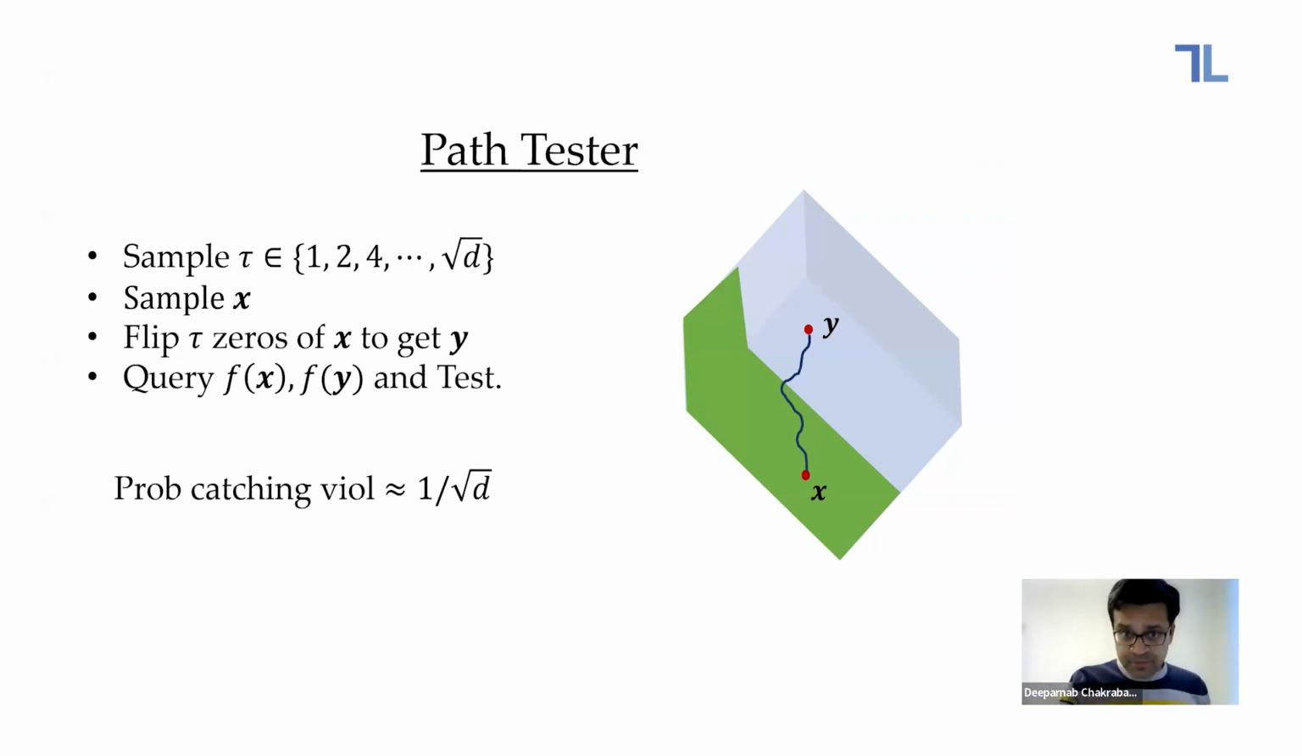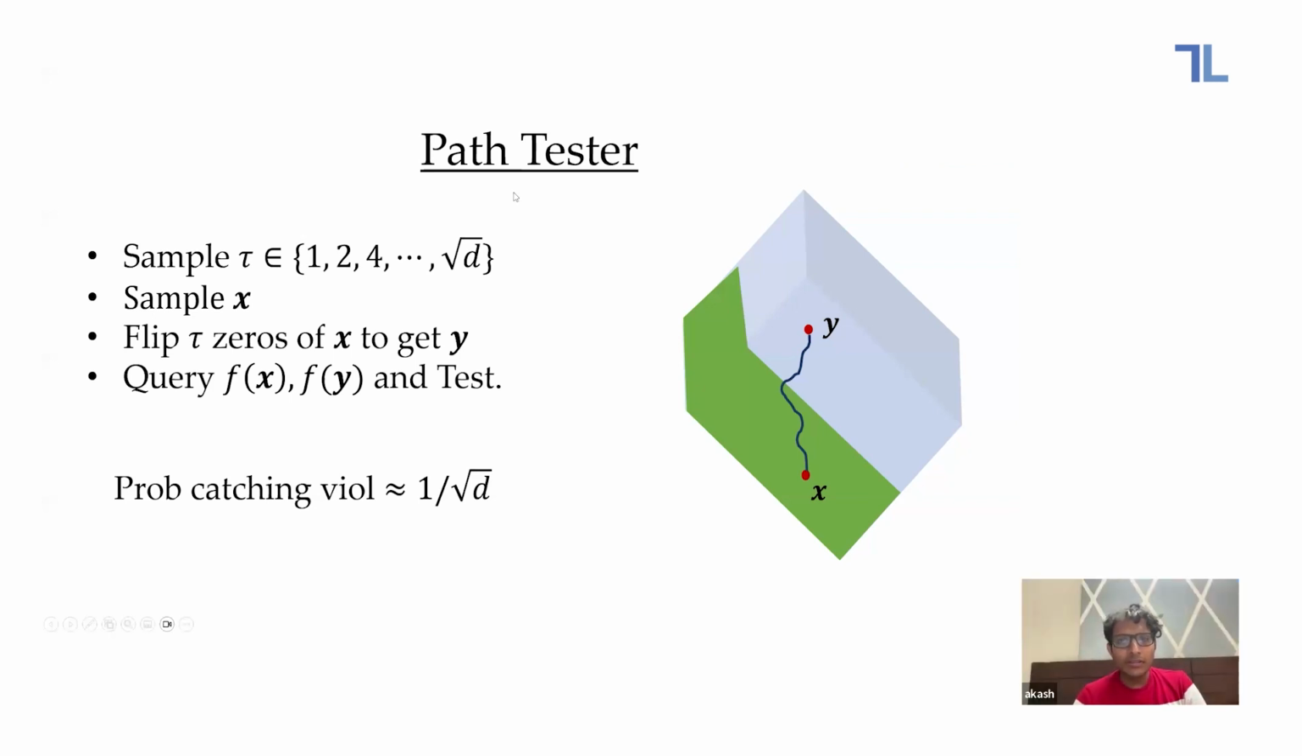Okay, so this is what we saw for this anti-dictator. For this particular function, we should just walk as long as possible, and the chance of catching a violation is 1 by root d. Roughly the reason is we want to catch the edge that straddles this dimension where the violations occur, and the longer you walk, the more the chance.